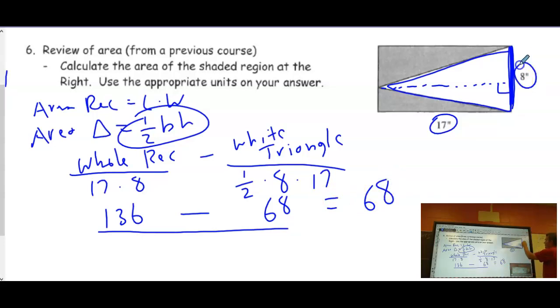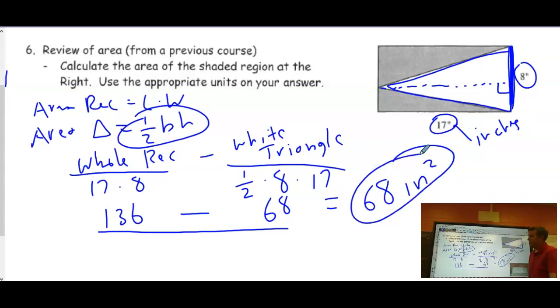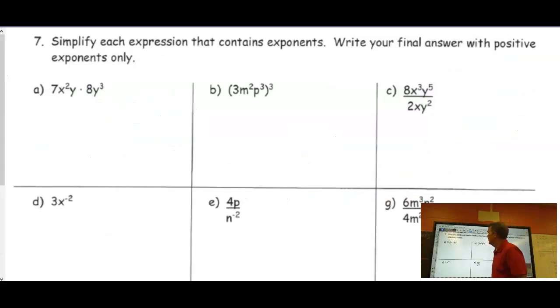And since these things are marked in inches, I don't know if you know, but those two little lines mean inches, then the area would be in square inches. 68 square inches would be the area of the shaded region. And that brings us to the exponent problems.